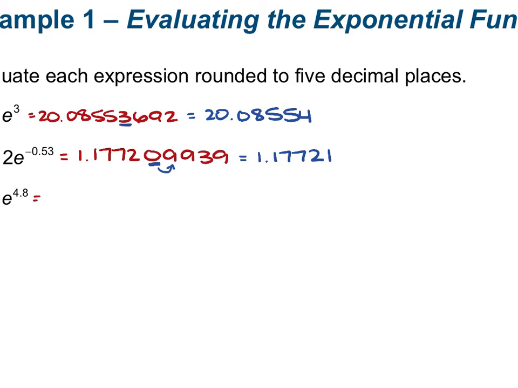For example C, we have e to the power of 4.8. So again, we're going to find that second button, the ln button, press the second, then ln. Then it prompts you to put in the power on e, which is 4.8. Hit your enter button, and it gives you 121.5104175. If we're rounding to the 5th decimal place, that's that 1. So this is 121.51042.